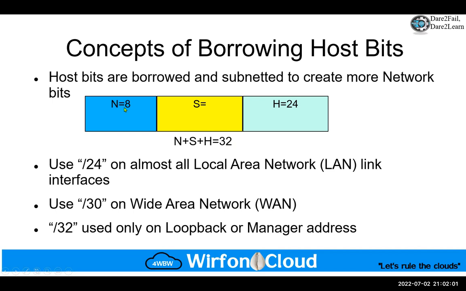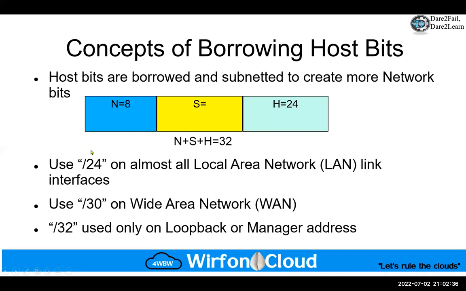So let's take, for example, we have network bits of 16. That leaves the host of 16. So let's say we want to subnet 8 bits. So we have 16 network bits, we have 8 subnet bits, and that leaves 8 for the host bits. So the network plus the subnet plus the host must equal 32. So if we have 16 with subnet 8, that leaves the host with 8 bits.